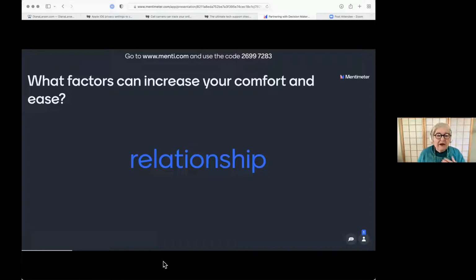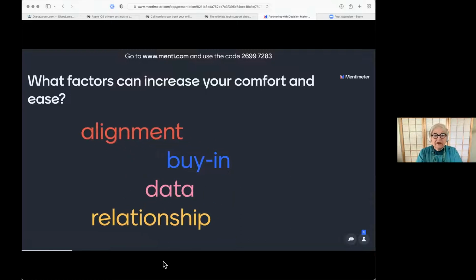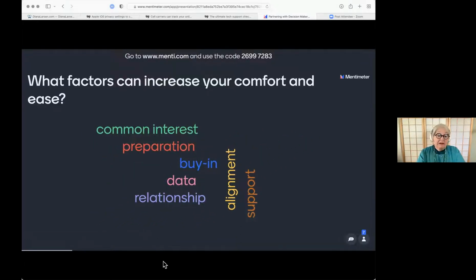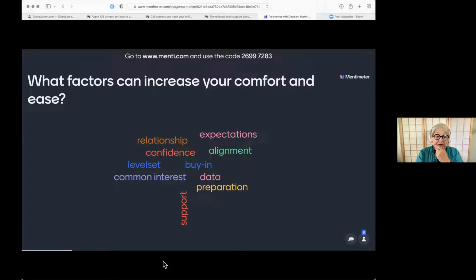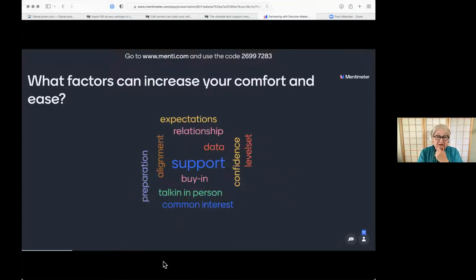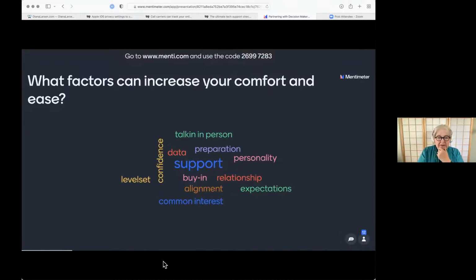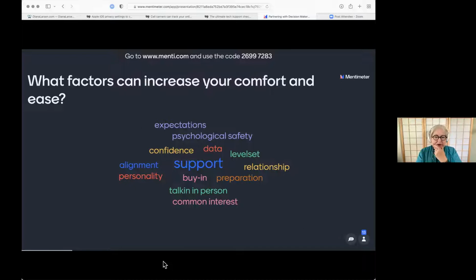Yeah, if you've already got a relationship with the person, absolutely. What else? Yeah, you have data that's meaningful to them. If you know that you're in alignment with their interests. If you understand their expectations for the conversation, if there's trust, if you feel psychologically safe with them, that you can bring up hard ideas, hard questions. Talking in person, being face to face with them.